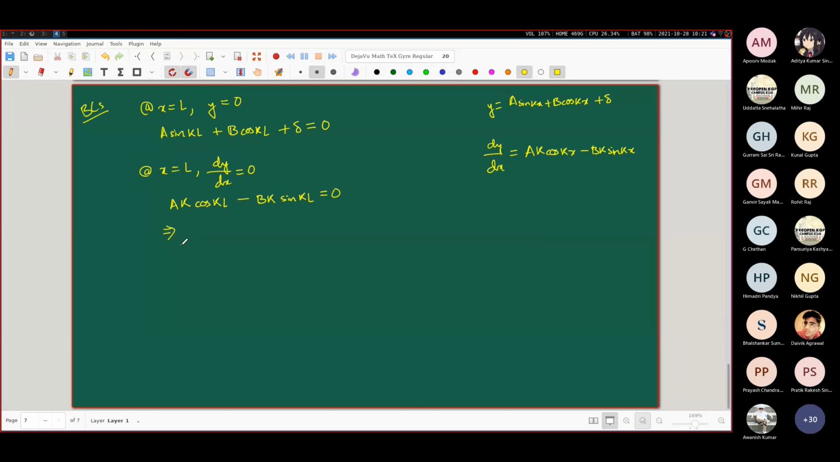And that gives us what? It gives us a is equal to b tan kL. Please verify. This is the thing.